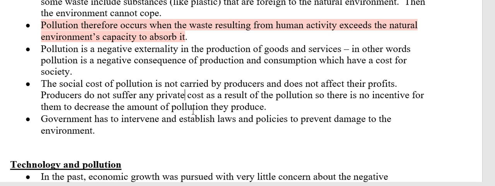Obviously, government will have to intervene. They establish laws and policies to prevent pollution, to control the amount of pollution. We are going to focus on that later on in this chapter. But if the market is left alone, if the government doesn't interfere, obviously any producer is not going to try and find ways to reduce their pollution. They are going to carry on happily polluting as much as they like, because we don't make them pay for the pollution. It has negative effects, but we don't make them pay for those negative effects. And that's a market failure, like we discussed in chapter 8.